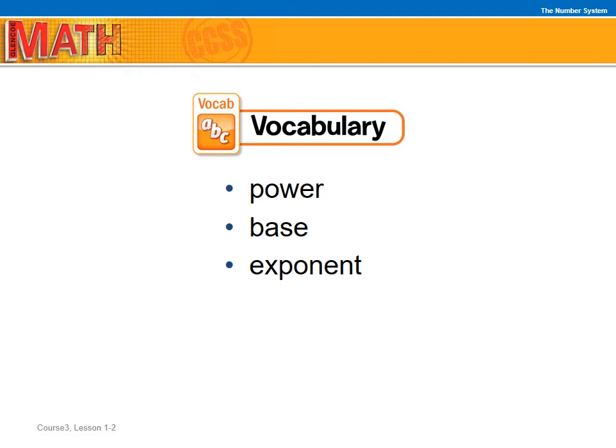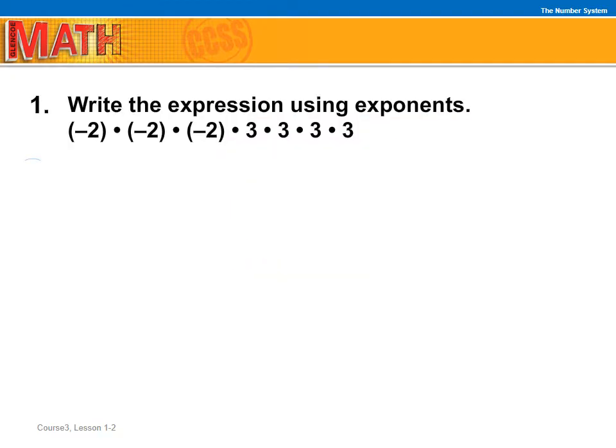This lesson has 3 vocabulary words: power, base, and exponent. Example number 1. Write the expression using exponents. I can see here that I have negative 2 times negative 2 times negative 2, 3 times. And I have 3 times 3 times 3 times 3, 4 times.